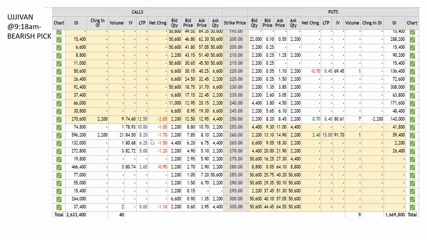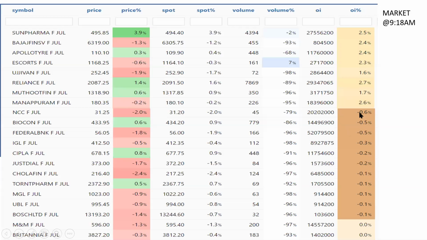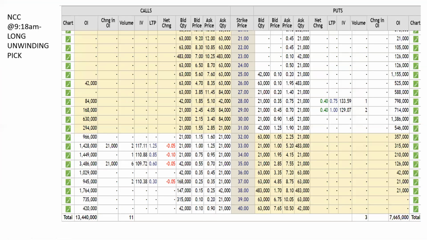I also chose, like I said, NCC as my long unwinding. If you can see here, NCC OI was negative, price was negative. And Federal Bank, like I chose, because these are the price bands that I know I follow. And I chose Federal Bank as my long unwinding. So I need to know how NCC and Federal Bank are looking.